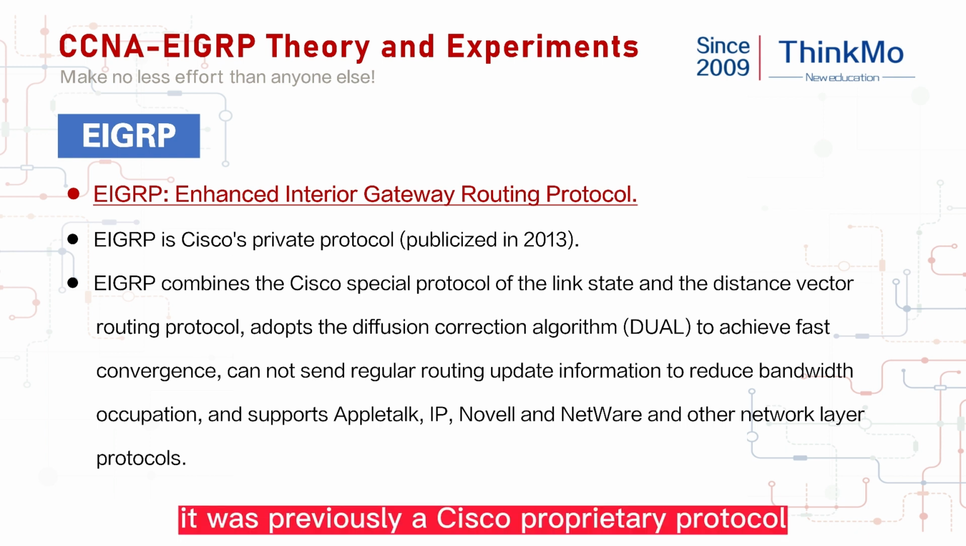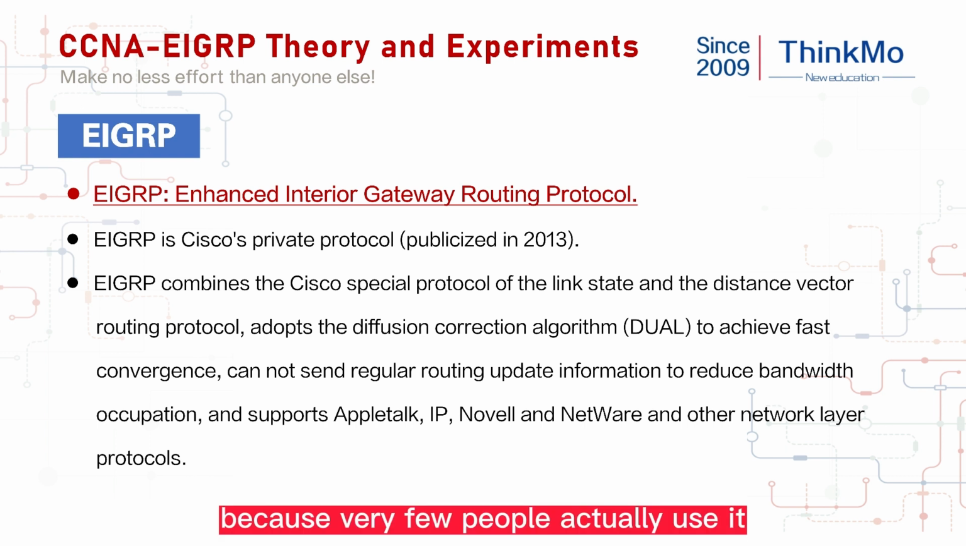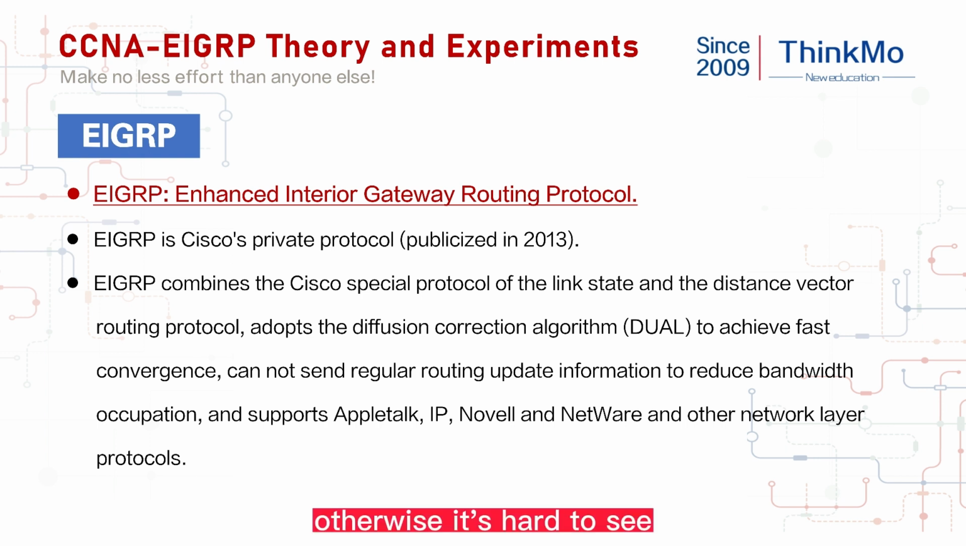It was previously a Cisco proprietary protocol, but now it's publicized. So, we often still treat EIGRP as Cisco's proprietary protocol, because very few people actually use it, unless it's still a pure Cisco environment. Otherwise it's hard to see.